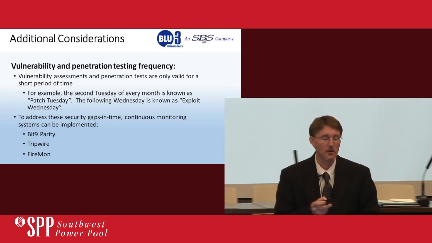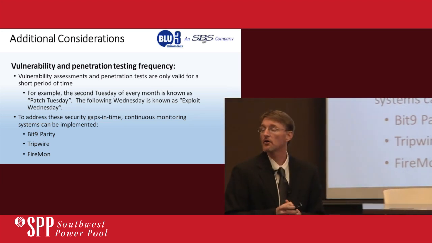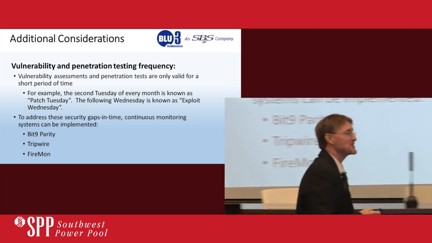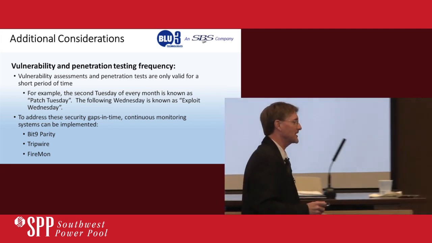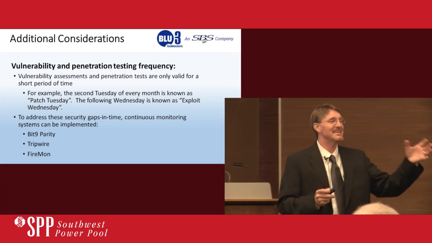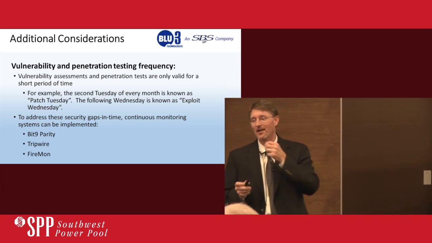It was also mentioned earlier that vulnerability assessments and pen testing are only valid for a certain period of time. Certainly as evidenced by the fact that the second Tuesday is Patch Tuesday. In the industry, it's very commonly known that Wednesday is known as Exploit Wednesday. So what didn't get patched on Tuesday, just the next day everything starts ticking right along.